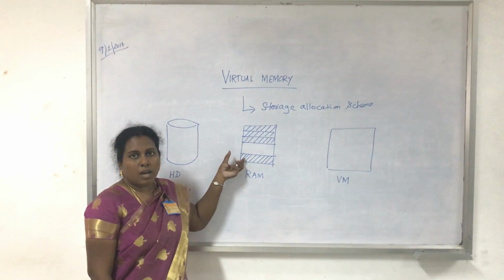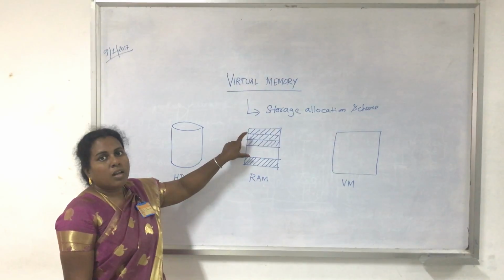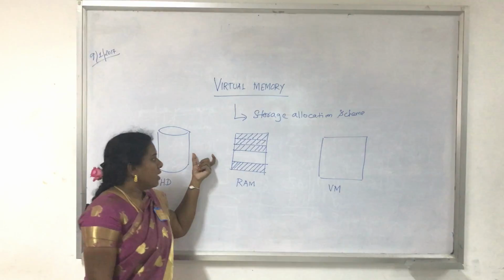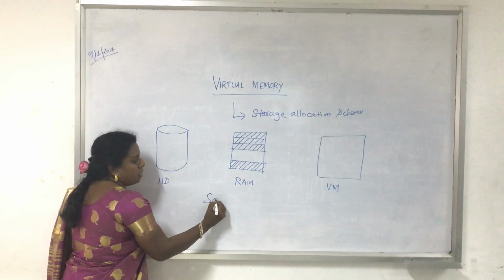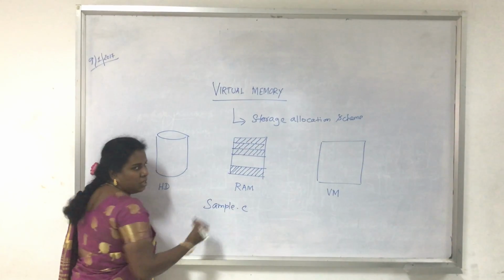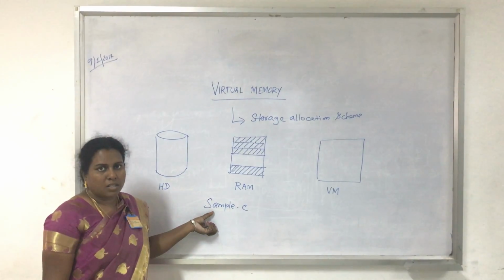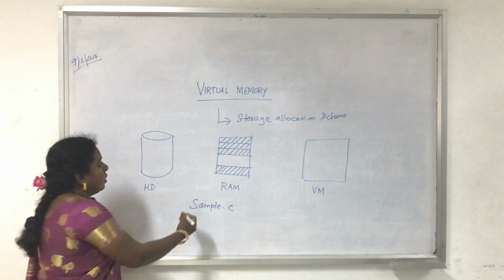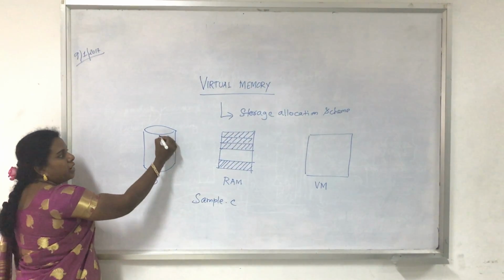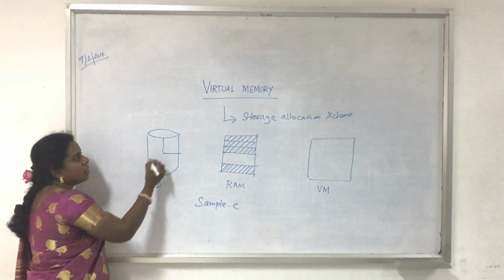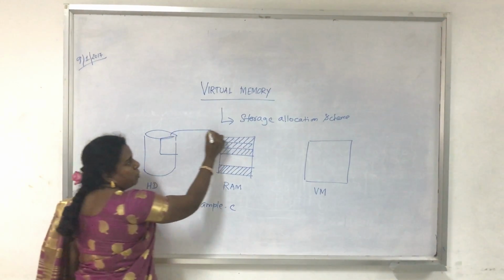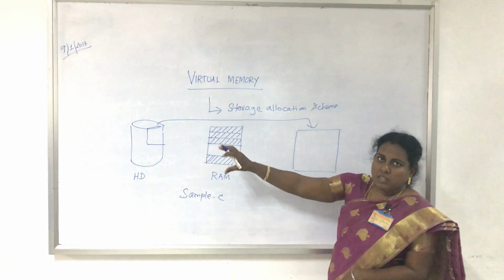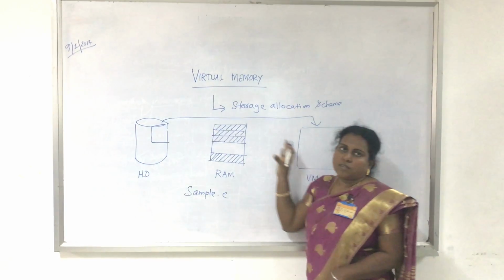When the program size is larger than the available RAM size, the OS follows this storage allocation scheme known as virtual memory. Let us take a program example. We are going to execute a program sample.c. This program size is very large, which cannot be executed since the RAM size is small. So the OS is going to get memory from the hard disk as the virtual memory. This virtual memory is shown here separately. It takes the available memory from the system itself and acts as virtual memory.